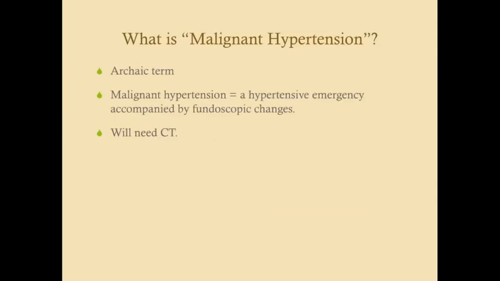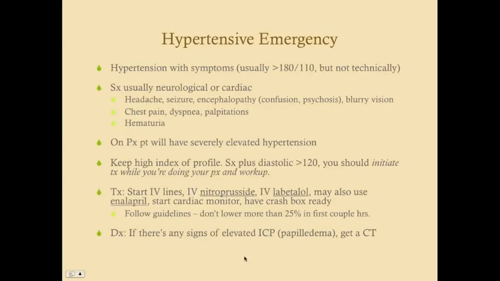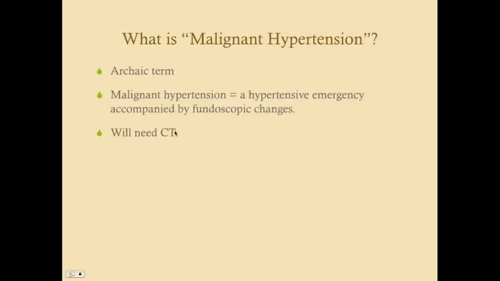So I've gotten this question quite a few times: what is malignant hypertension? Malignant hypertension is an archaic term, and it shouldn't show up on the USMLE. But if it does show up, it's a hypertensive emergency, what we just talked about, accompanied by fundoscopic changes. So it's that hypertensive emergency where you have papilledema and you need to get a CT. That's what malignant hypertension is.